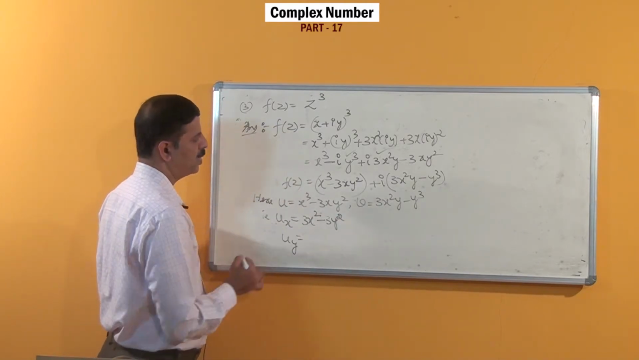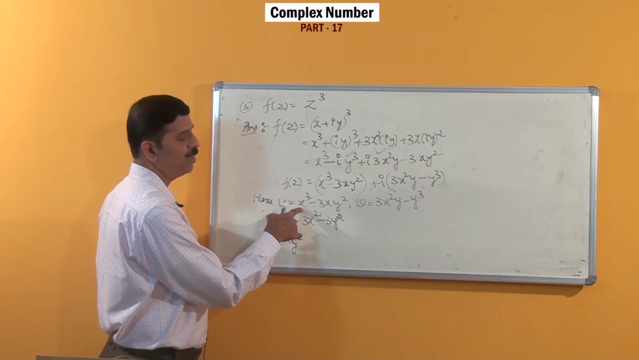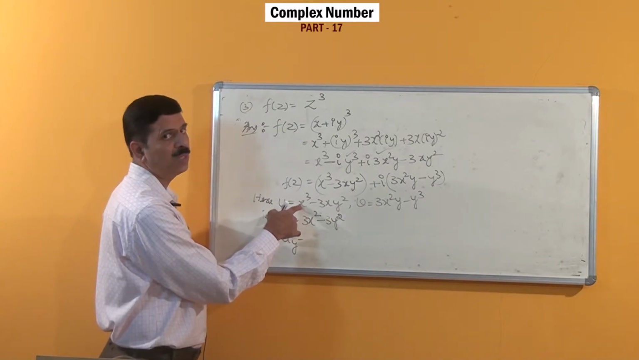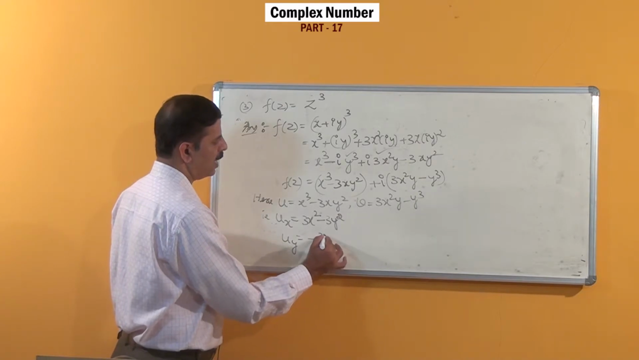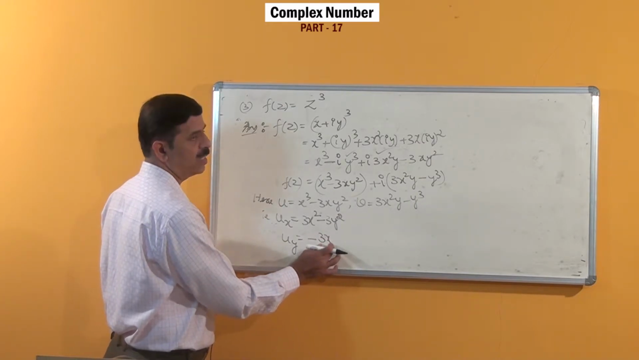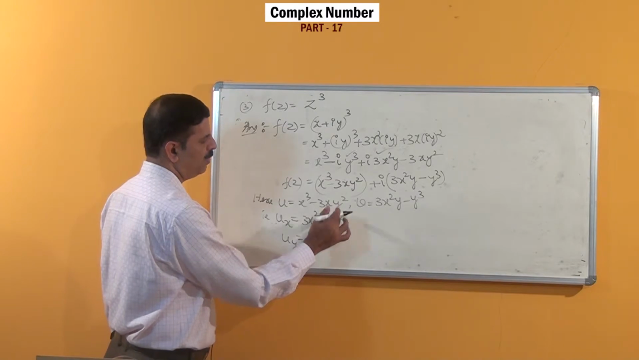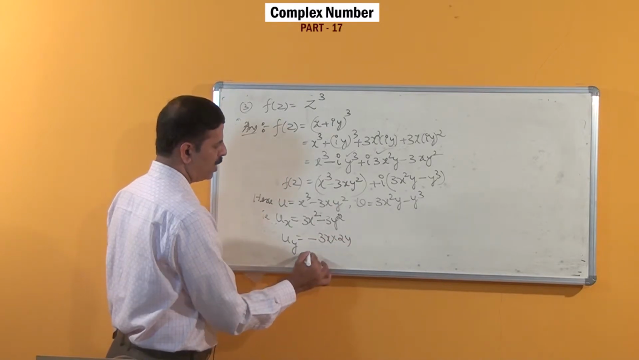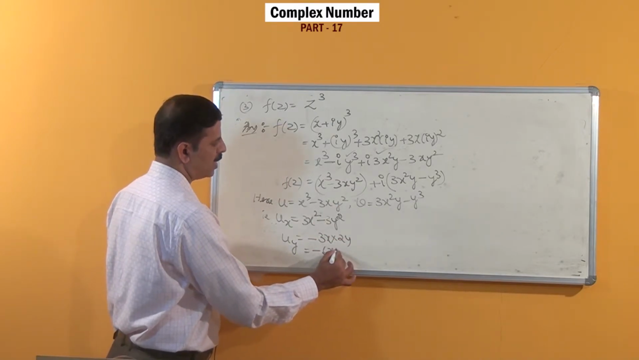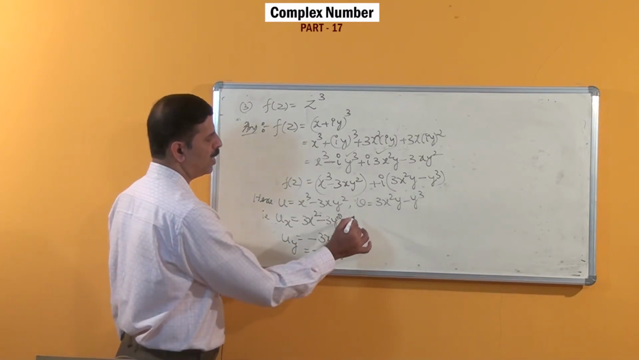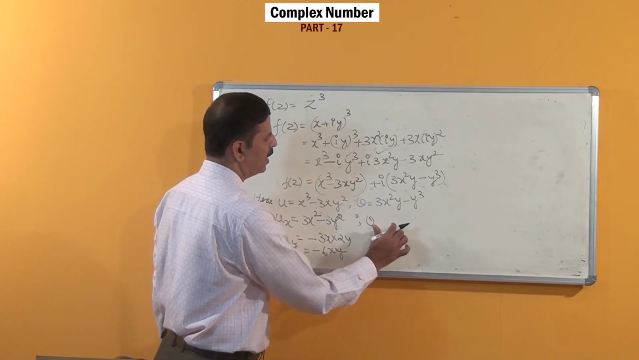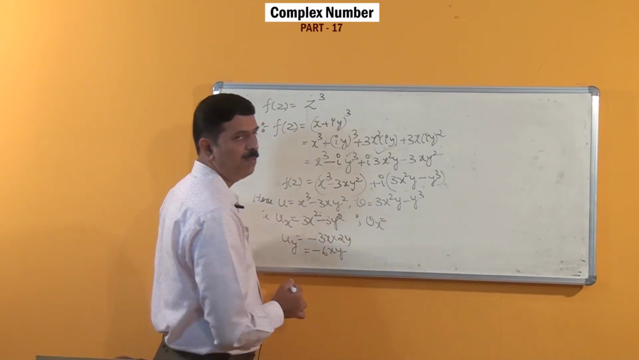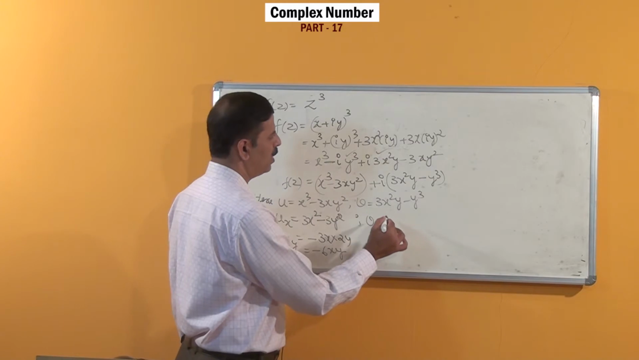Similarly, uy is the partial derivative with respect to y. Here there is no term of y, so 0, minus 3, x remains constant, treating it as constant, and the derivative of y square is 2y. This becomes minus 6xy, that is what you got with respect to y. Now, v with respect to x.